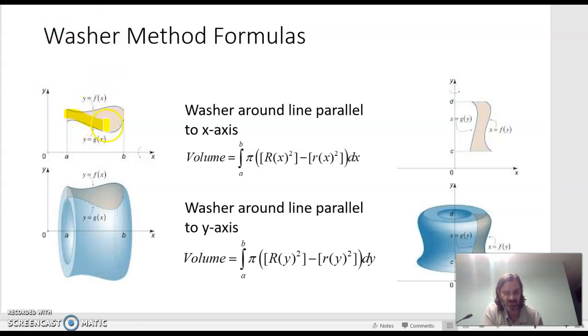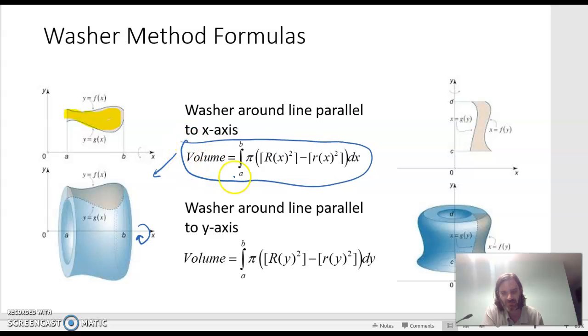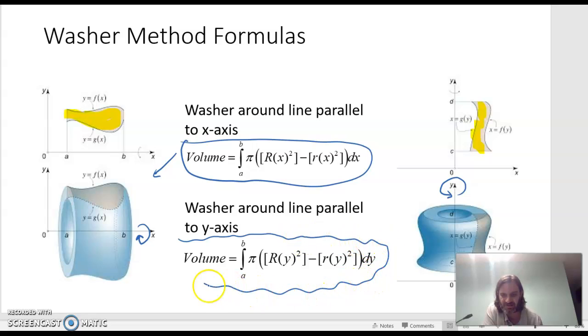So taking a two-dimensional region of area and spinning it around the x-axis can create this washer, and that would give us the formula: integration from a to b of pi times the outer radius squared minus the inner radius squared, and if we're going around the x-axis or something parallel to the x-axis, we'll use everything in terms of x, so dx. If we want to take a region and spin it around the y-axis or something parallel to the y-axis, we do the same thing, but we want everything in terms of y. So again, integration from a to b of pi times the outer radius squared minus the inner radius squared dy, so everything will be in terms of y. Just like the disk method, the direction you go, you use that variable.